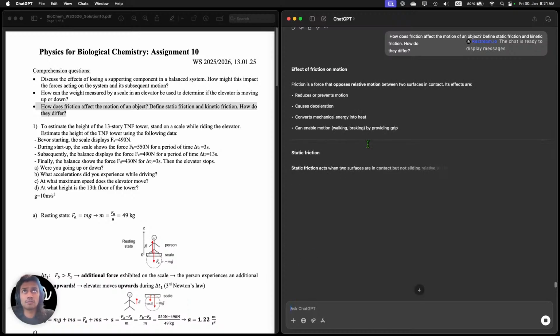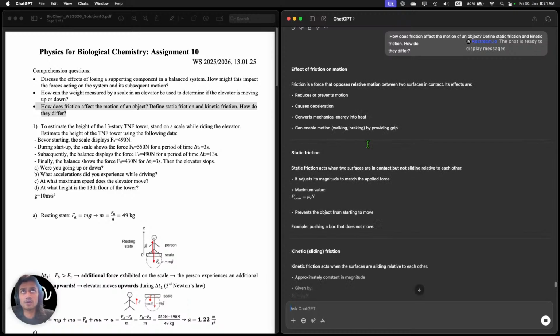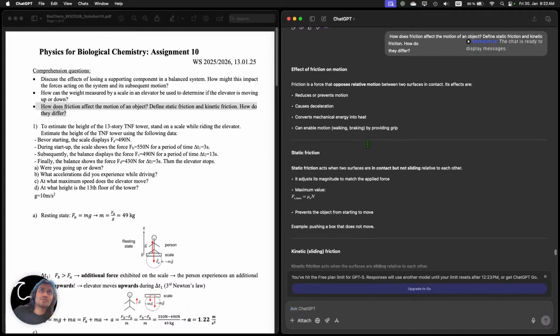Effects of friction on motion. Friction is a force that opposes relative motion between two surfaces in contact. Its effects are: reduces or prevents motion, causes deceleration, converts mechanical energy into heat, enables motion by providing grip.